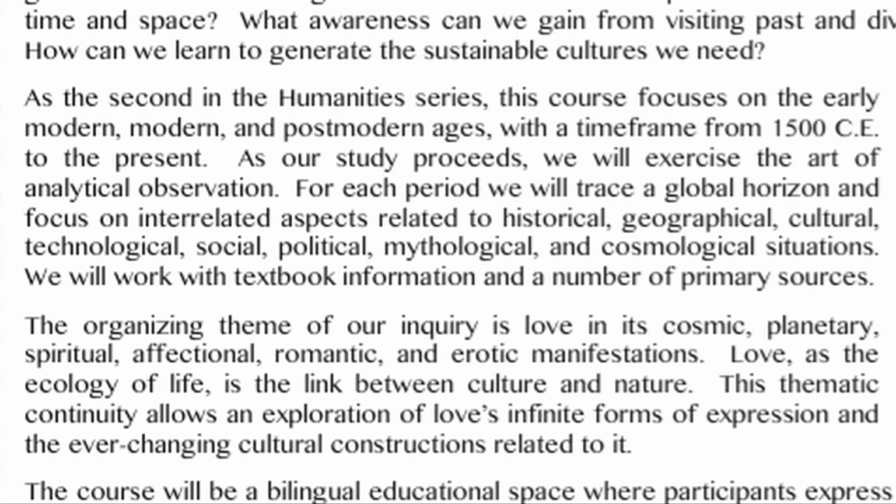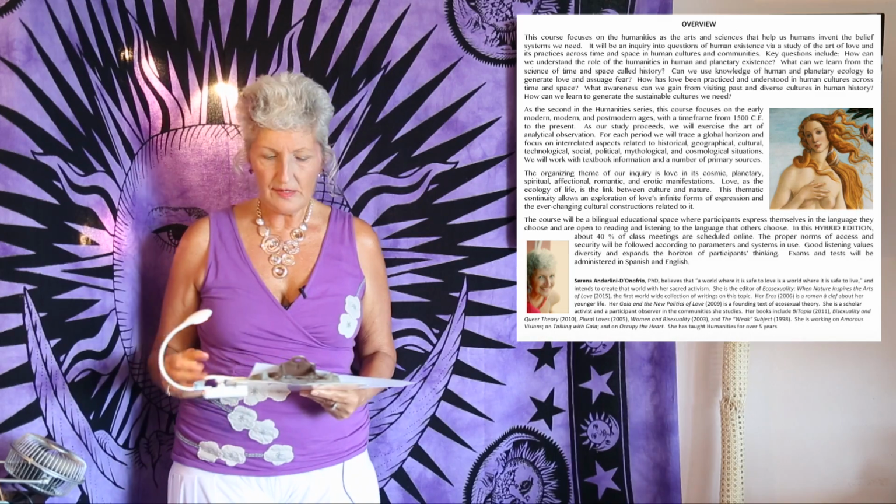Then there is the modern era, which usually includes the 19th and the 20th century, or most of it. And often people call the end of the 20th century and the beginning of the new millennium as part of the postmodern era. So what is this global horizon, and how are these aspects of human culture interrelated? We will give just a few examples.